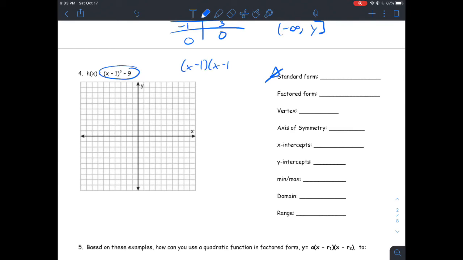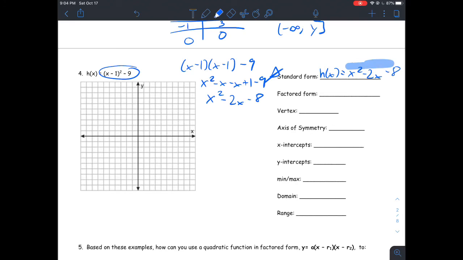So when I FOIL this out, I get x squared minus x plus 1 minus 9. Notice how there is no a value, so you don't have to distribute. If there was an a value, you would have to distribute. I should say an a value different than 1. Technically, there is an a value. It's just 1. So we're going to do x squared minus 2x, and then we combine like terms, and we will get a minus 8. So the standard form of our equation will be h of x equals x squared minus 2x minus 8.